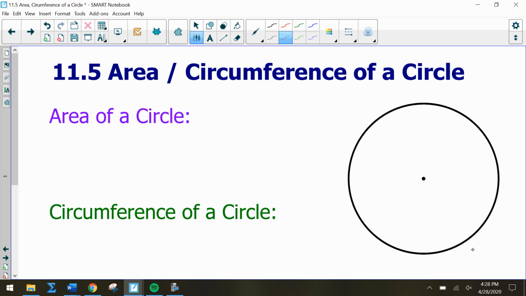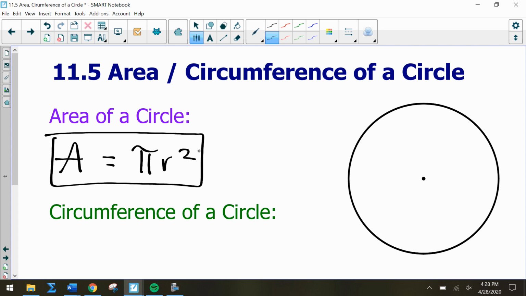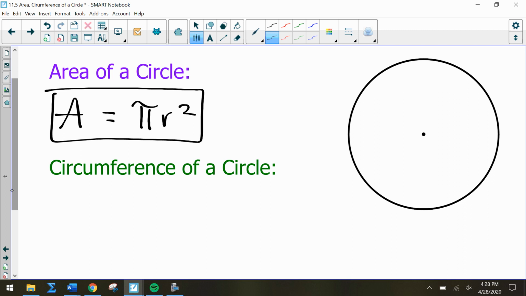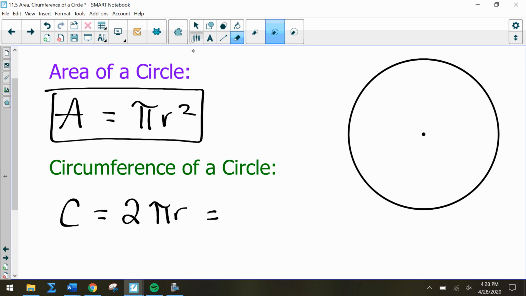Okay, so now we're going to talk about the area of a circle and circumference of a circle. Many of us probably already know this, but the area of a circle is pi r squared, where we take our radius, we square it, and then multiply by pi. At times we can leave our answers in terms of pi, and I'm going to show us what that looks like in a moment. And then the circumference of a circle is 2 pi r, or pi times your diameter, because we said that twice the radius is your diameter.